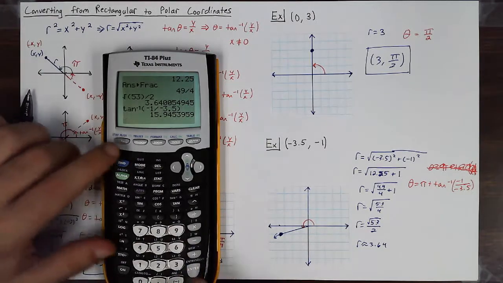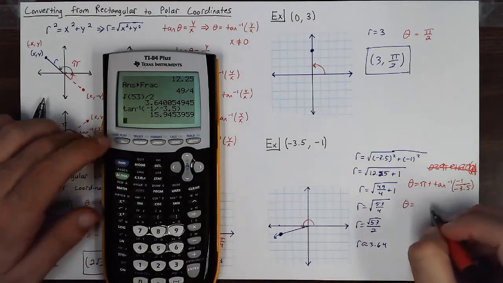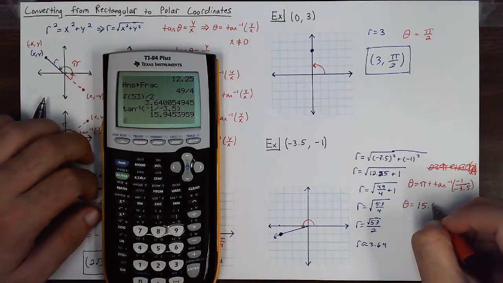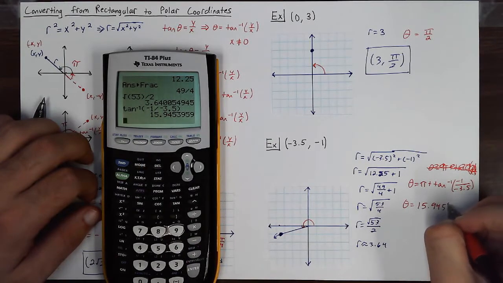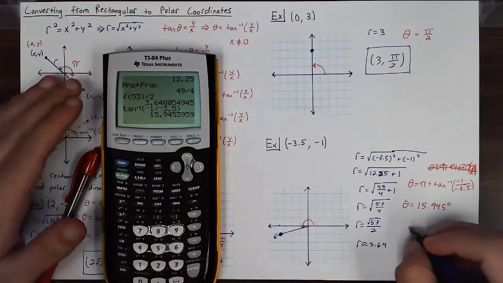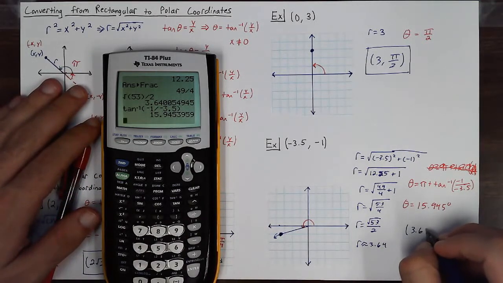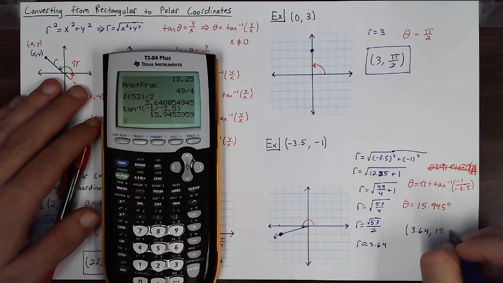This gives me 15.945. I am in degree mode, so I need to represent this in degrees. So my point can either be represented as 3.64, comma, 15.945 degrees, if I want to use degrees.